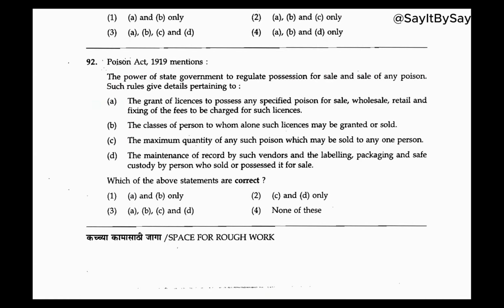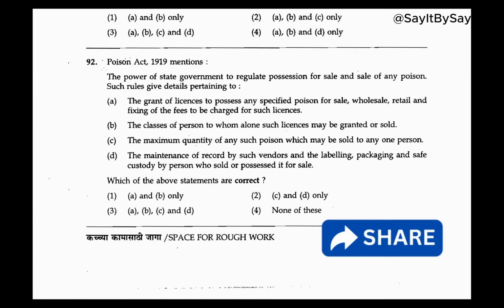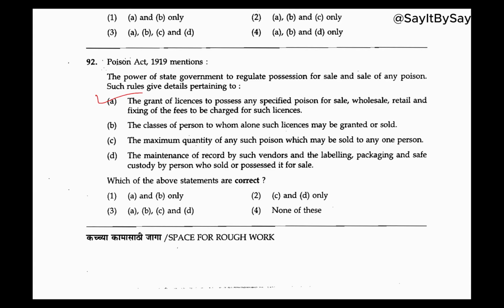Now, question number 92. The Poisons Act mentions the power of state government to regulate the possession for sale and sale of any poison. Such rules give details pertaining to A. Grant of a license to possess any specified poison for sale, wholesale, retail, and fixing of the fees to be charged for such license. Correct. The classes of persons to whom alone such license may be granted or sold. Correct. The maximum quantity of any such poison which may be sold to any one person.